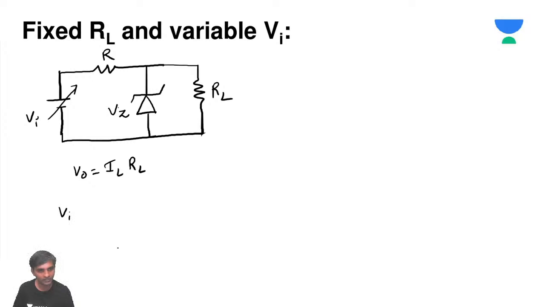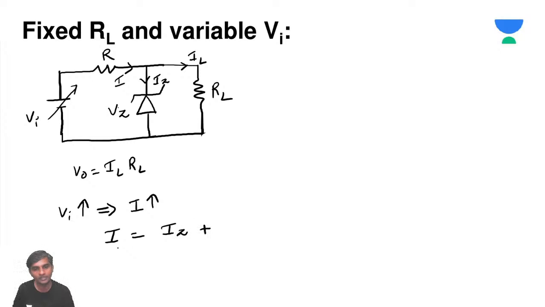So let's say V input is increasing. When V input is increasing, I increases. This is the current I, this is the current IZ, this is the current IL. When RL is fixed, the current flowing through RL is also fixed. So I is equal to IZ plus IL. This is constant, no change. So when V input is increasing, I increases, and when I increases, IZ increases.